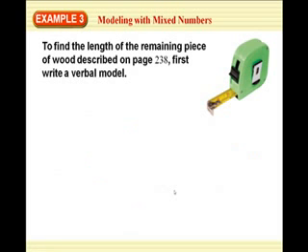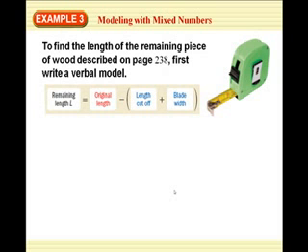Okay, modeling with mixed numbers. To find the length of the remaining piece of wood described on page 238, first write a verbal model. Over there it says a board is 36 5/8 inches long. This is right underneath the picture on 5.2, right next to the vocabulary. You cut off a piece 12 3/4 inches long. The saw blade destroys another 1/16 inch of wood, which is equal to its length. What is the length of the remaining piece of wood?